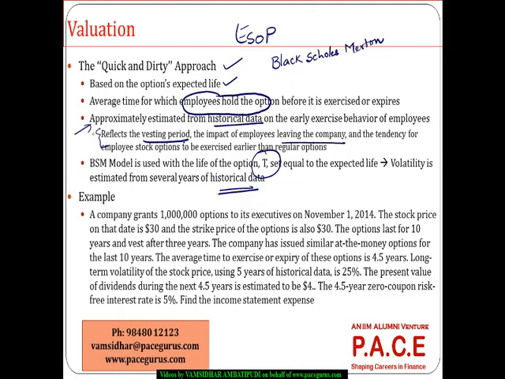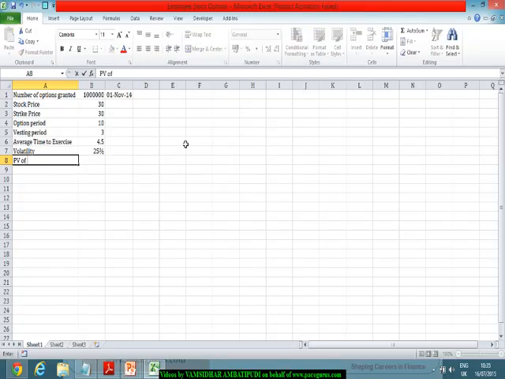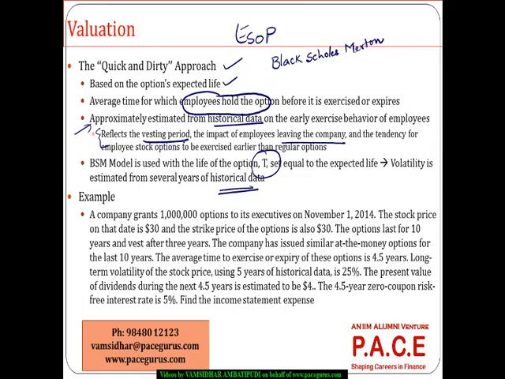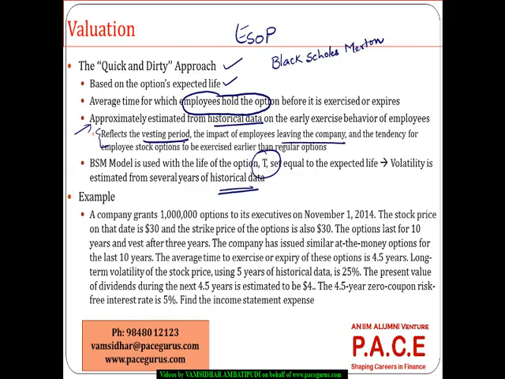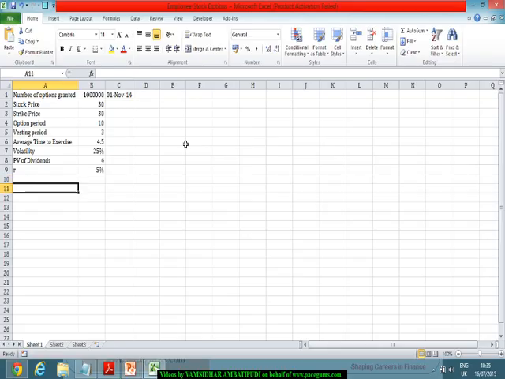The present value of the dividends that are going to be declared in the next 5 years, we are calling it 4. And the 4.5-year zero coupon risk-free interest rate is taken as 5%. Now from there I have to find the income statement expense. The same logic, I can use the Black-Scholes formula here as well.